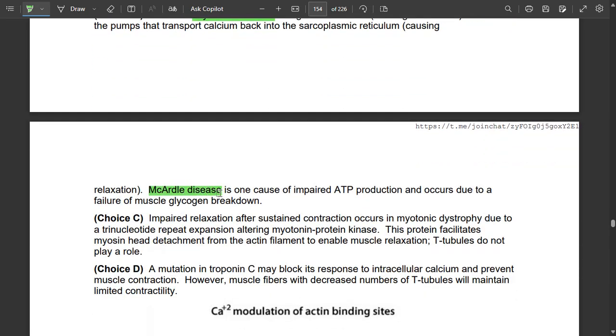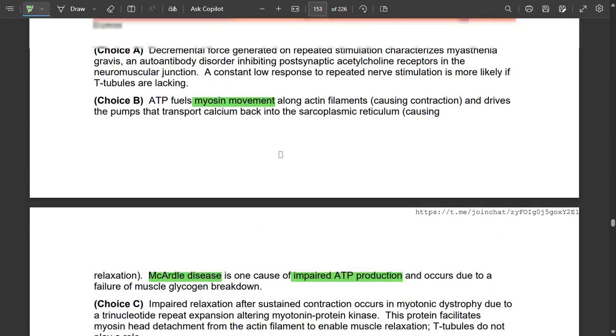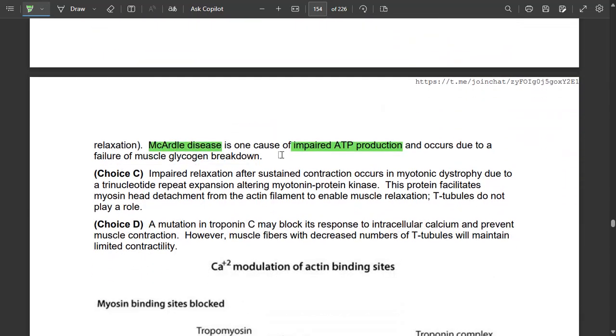McArdle's disease is a glycogen storage disease, which causes impaired ADP production and occurs due to failure of muscle glycogen breakdown. Glycogen breakdown does not occur, so ADP is not generated. Lack of ADP generation does not cause contraction of the muscle, so it causes muscle relaxation. Impaired relaxation after a sustained contraction, it causes sustained contraction maybe.